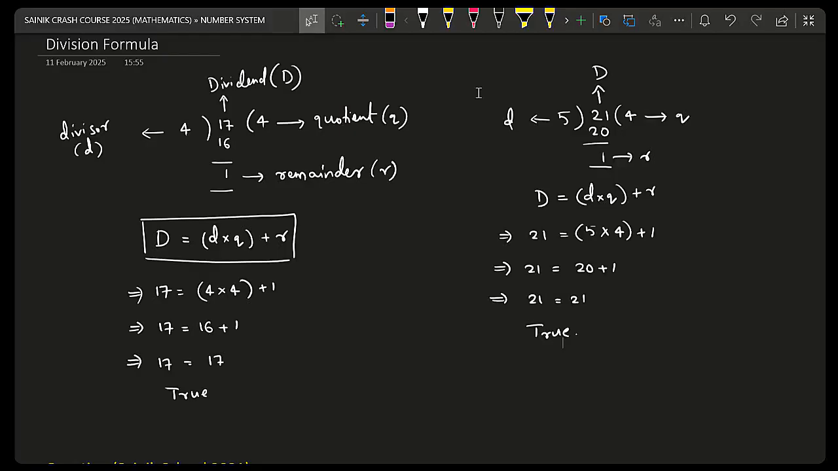So 17 is equal to 4 into 4 plus 1. Is it true? 4 fours are 16 plus 1 is 17. Yes. And this is also true in the case of the second example. When 21 is divided by 5, we got the quotient 4 and the remainder 1. So 21 is equal to 5 into 4 plus 1. So that is also LHS equal to RHS. So in every division, this is true: dividend is equal to divisor into quotient plus remainder.